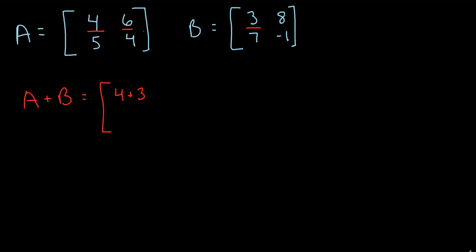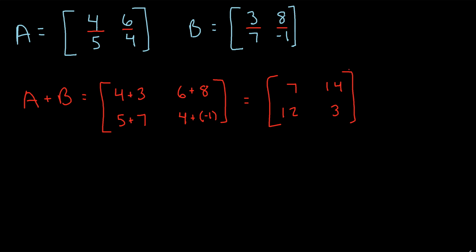So this next value of 6, we want to add that with the value in the same position in matrix B. So 8. So we'll have 6 plus 8. And then we get 5 plus 7, and 4 plus a -1. So if we add these values, we get 4 plus 3, that's 7, 6 plus 8 is 14, 5 plus 7 is 12, and 4 plus a -1, that's 4 minus 1, which is 3. So this is our final answer. This is what we get when we add matrix A plus matrix B.